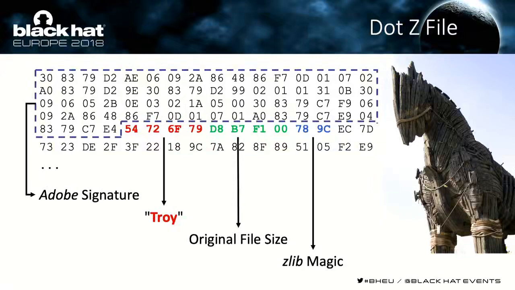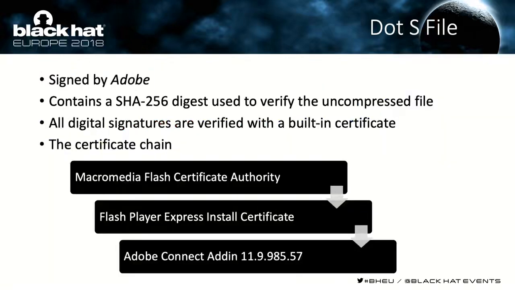Looks like the developer is making a reference to certain historical events when writing this piece of code. Before the magic string is a digital signature block, which will be verified with the hard-coded certificate chain. Following the magic string is the uncompressed file size. Then it also downloads a .s file. It is also signed and holds a SHA-2 digest of the uncompressed add-in. It is used for verifying the add-in at a later stage.